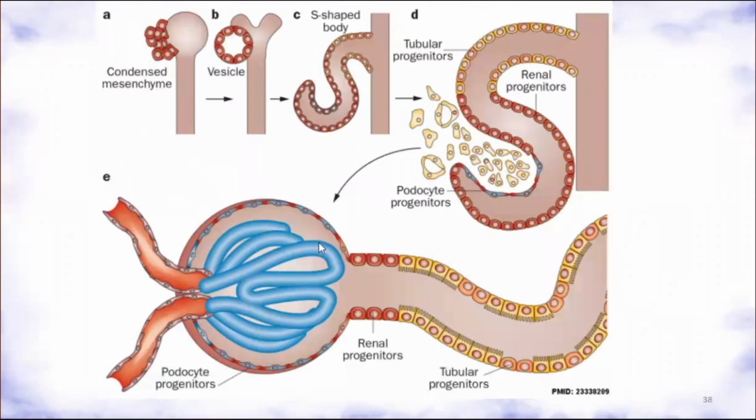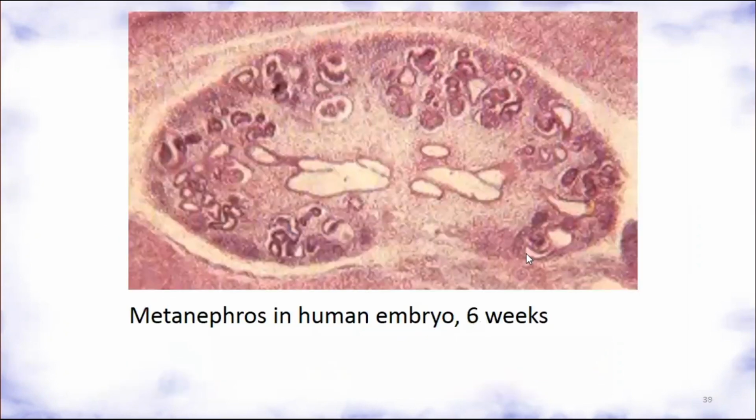And here we can see development of the nephron. So it's mesenchyme, metanephric or metanephrogenic mesenchyme. It forms vesicles, and then they form S-shaped bodies. And the cells are called renal progenitors, and also there are tubular progenitors which are growing from the Wolffian duct. And here we can see connection and formation of the nephron.